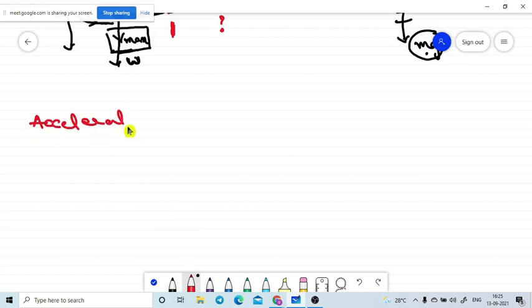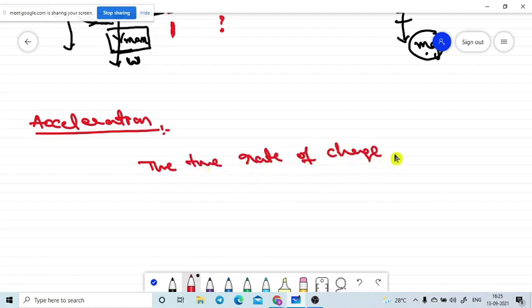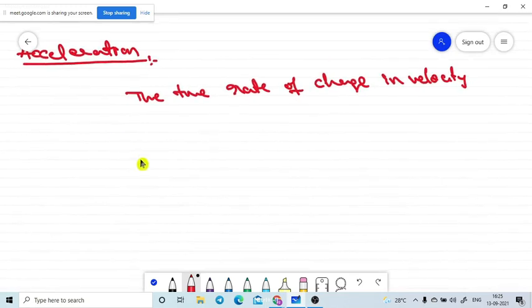So in kinematics, what is the acceleration definition? In kinematics, acceleration is nothing but the time rate of change in velocity. That's all, enough. So the time rate of change in velocity is nothing but acceleration only. So what is the mathematical expression in kinematics? Acceleration a is equal to dv by dt.